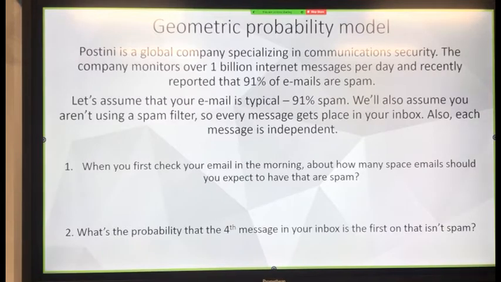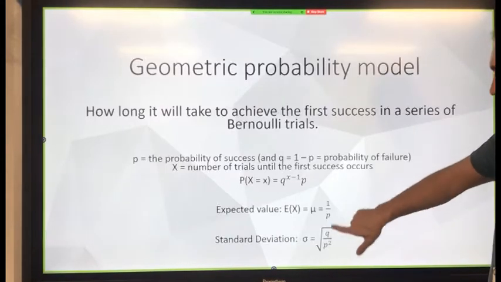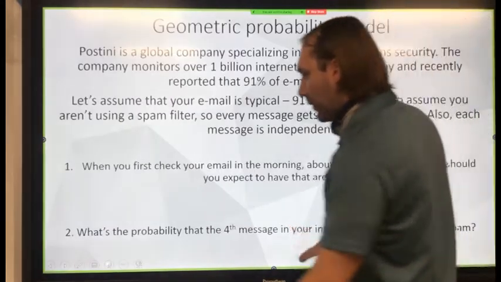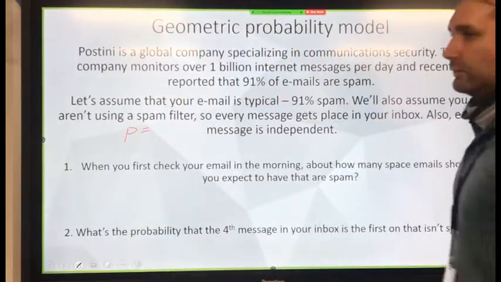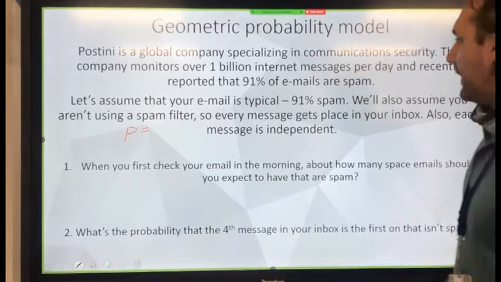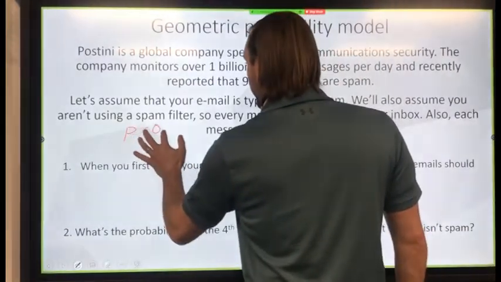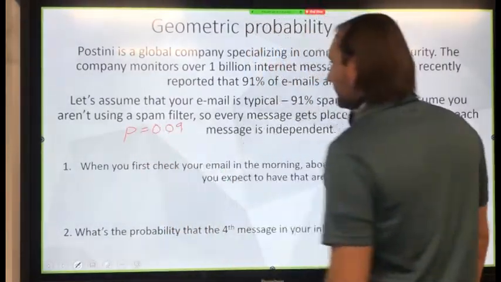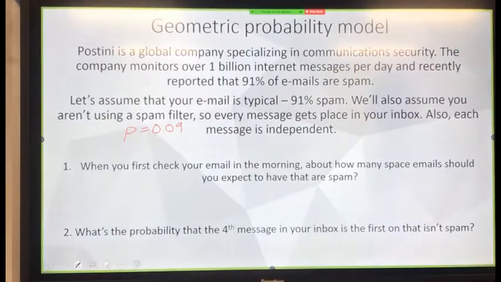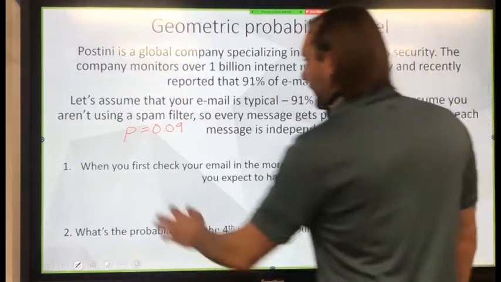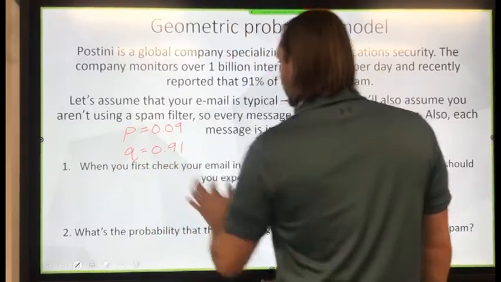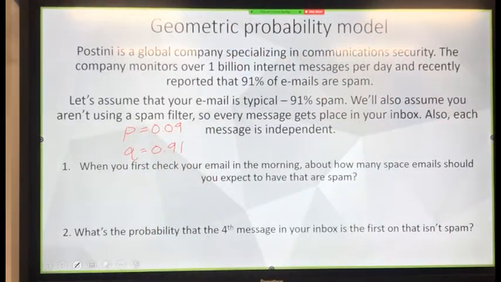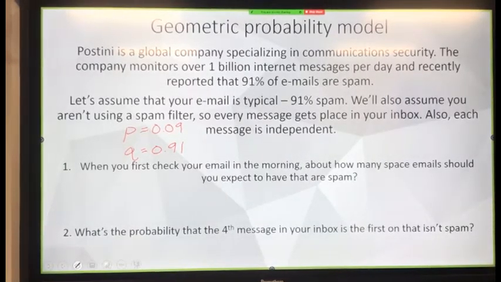So what is my expected value? My expected value is 1 over P, where P is my success, which is going to be a good email, right? So a good email is 0.09. That's my percent chance of getting an email I actually want. And my failure, Q, is going to be that 0.91. So let's go with that. A success is a good email and a failure is spam.